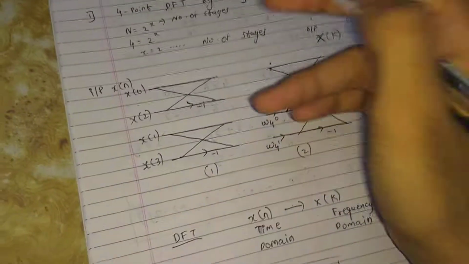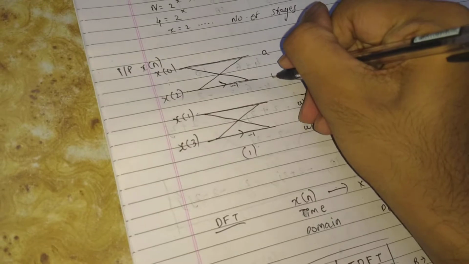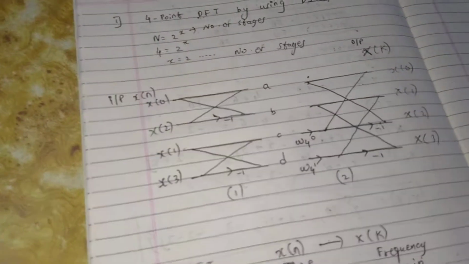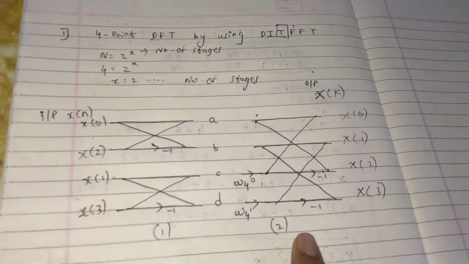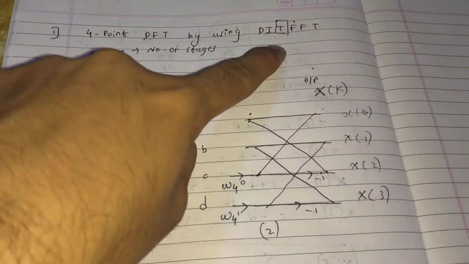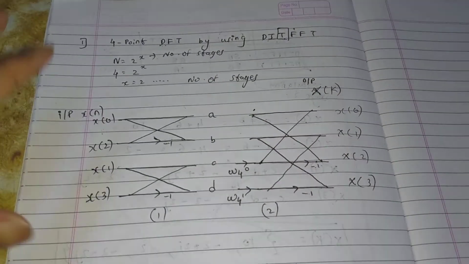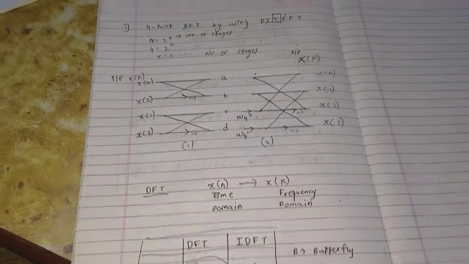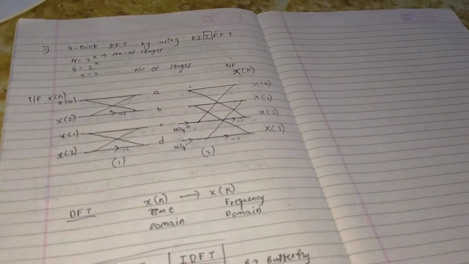So this whole thing, and here you can write A, B, C, D as the output of this small butterfly. This completes the full butterfly diagram for 4-point DFT using DITFFT. So this is the simplest thing you need to understand in order to proceed with the numericals.